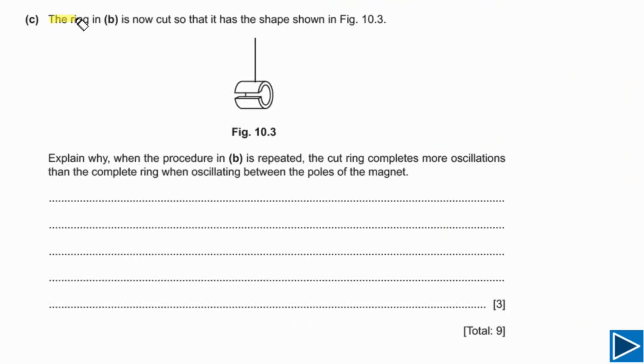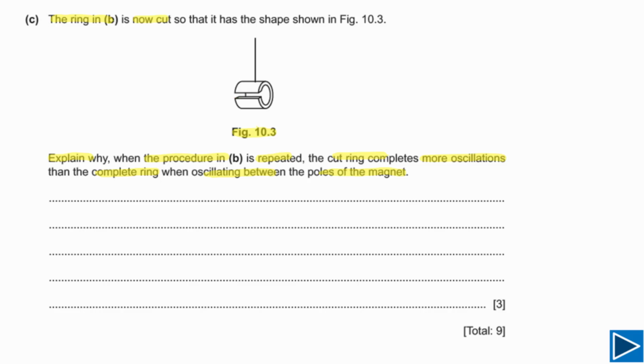For part C, it is given to us that the ring in B is now cut as shown in the figure. As you can see here, there is a cut in this ring. So this is not a complete ring now. The question is asking us to explain why, when the procedure in B is repeated, the cut ring completes more oscillations as compared with the complete ring when oscillating between the poles of the magnet. When it is oscillating in the magnetic field, they are oscillating in the same magnetic field.